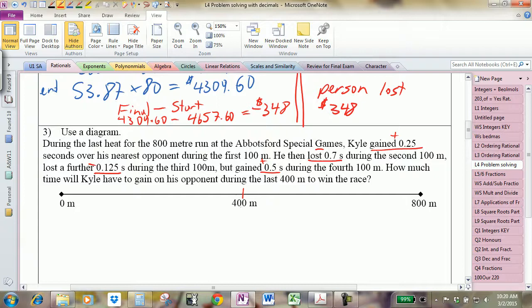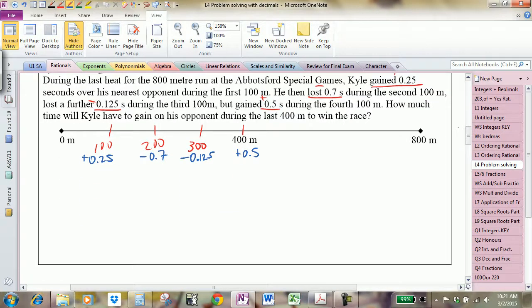There he is at the race at 400 meters. So split that in half, that's 200. Split that in half and it's 100. Sorry, 300. Let's put the appropriate times on there, please. So 100 would be plus 0.25. At 200, he's down 0.7. At 300, down 0.125. And then he gained 0.5.